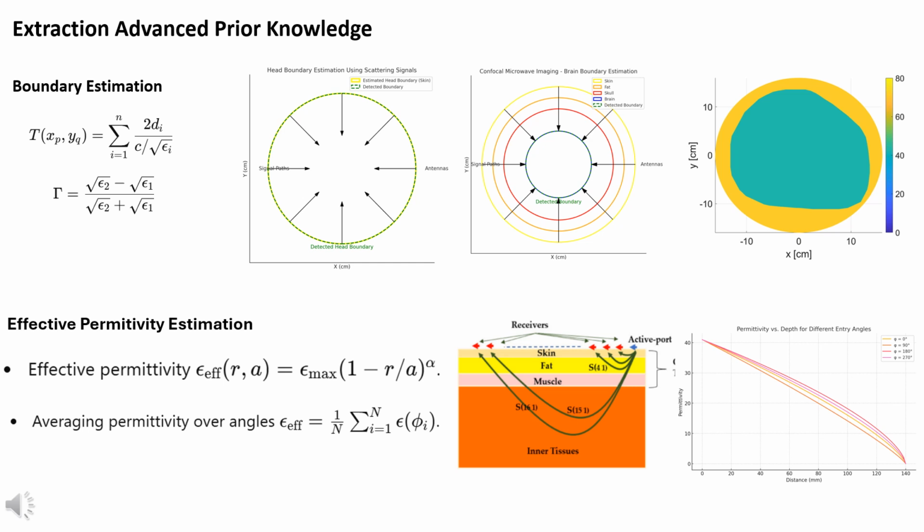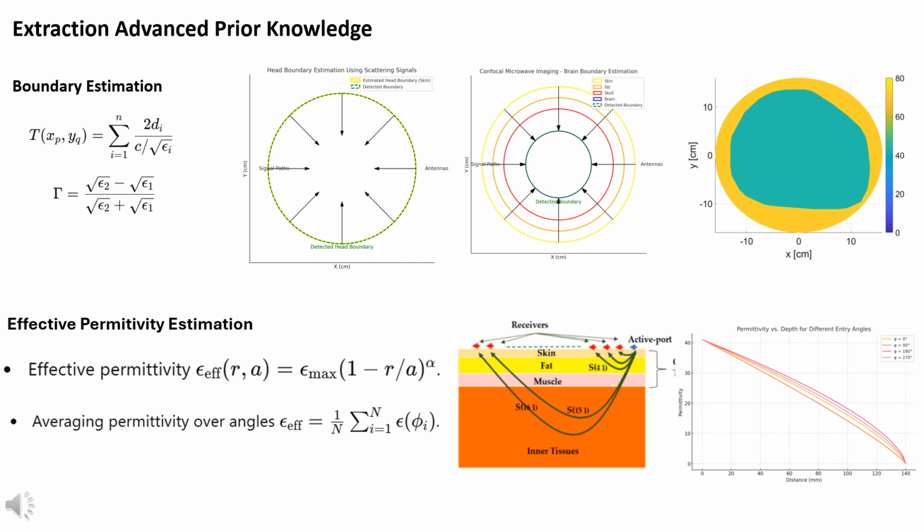The bottom half of the slide focuses on how effective permittivity is estimated to better understand the internal properties of the tissues. The effective permittivity formula estimates the effective permittivity epsilon EFF at a given point inside the head, accounting for the distance r from the boundary and the overall radius a to the center. The maximum permittivity epsilon max and the constant alpha represent how the permittivity gradually changes as the signal travels deeper into the head.